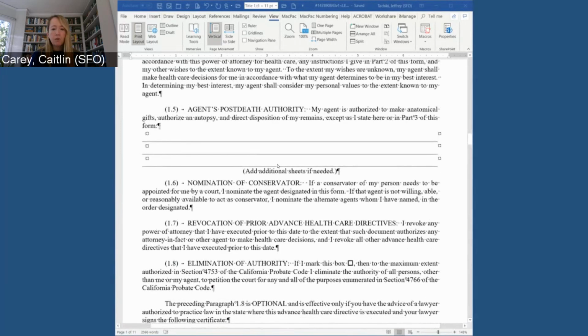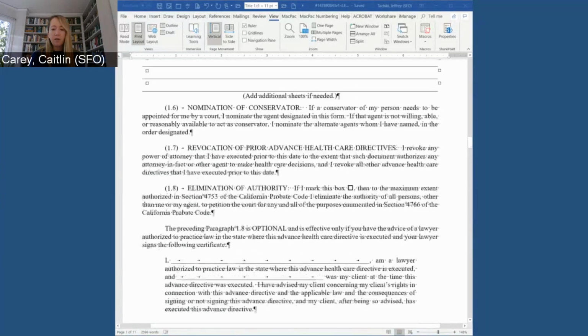Then scrolling down, 1.6 deals with nomination of a conservator of your person. What you're saying here is that the persons that you listed on page 2 as your agent for healthcare decisions are also your choices for a conservator of your person if one needs to be appointed by a court. Just to make clear, if for some reason you don't want that, you should cross out that section and initial it. So 1.7 goes back to what I said initially about how these documents can invalidate prior estate planning documents you might have executed. 1.7 expressly revokes prior advanced healthcare directives that you might have filled out and signed. So it's important to note that that's the effect of this document.